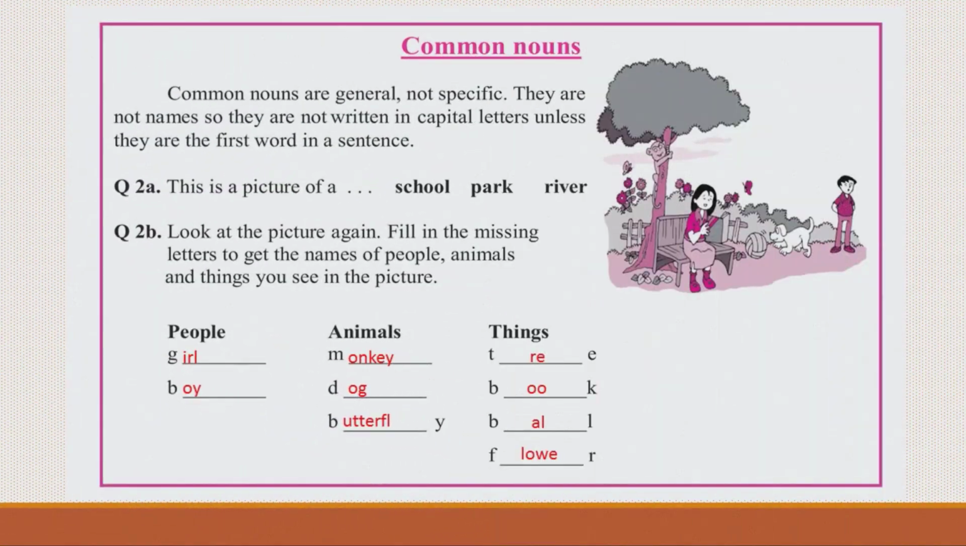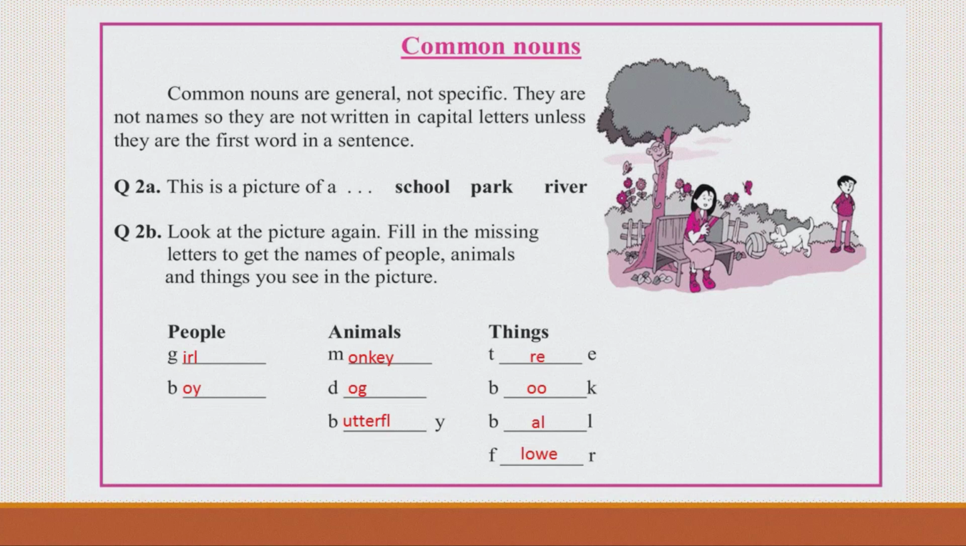Okay, common nouns. Common nouns are general, not specific. They are not names, so they are not written in capital letters unless they are the first word in a sentence. Common nouns are always written with a small letter. Why? Because they are the general names, they are not the special names. But if they come in the beginning of a sentence, we'll be writing them with a capital letter. Because we know that whenever we begin a sentence, we always begin it with a capital letter.